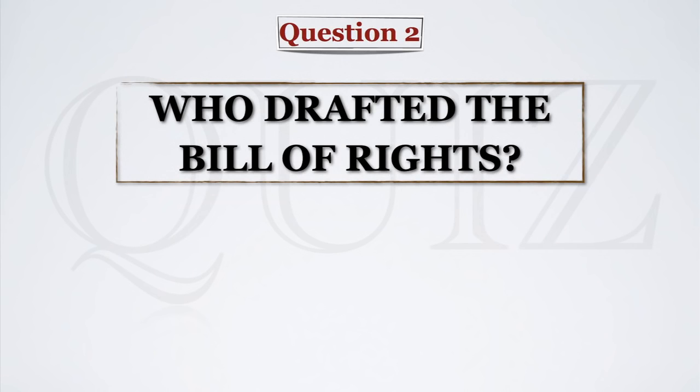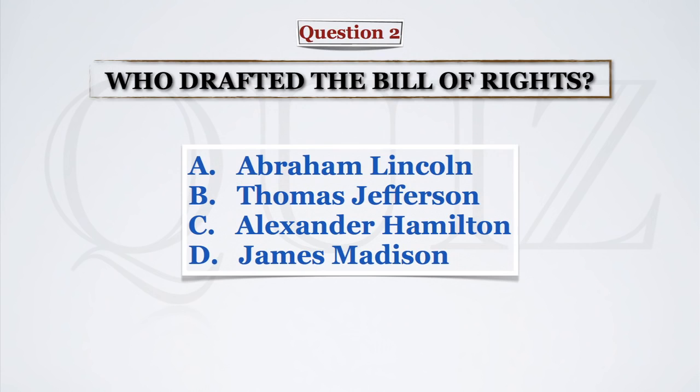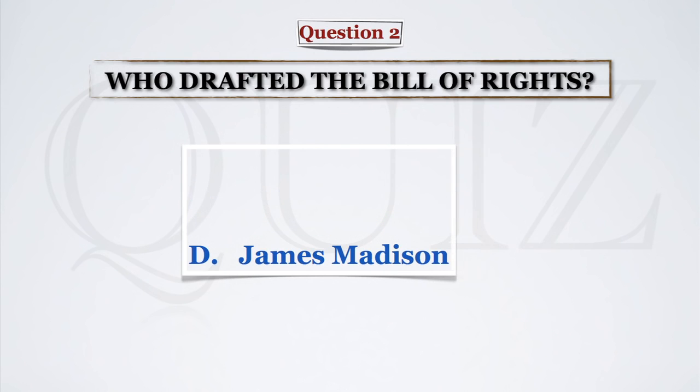Question 2. Who drafted the Bill of Rights? A. Abraham Lincoln. B. Thomas Jefferson. C. Alexander Hamilton. Or D. James Madison. The answer is D, James Madison. He actually drafted 12 amendments, but only 10 were ratified.